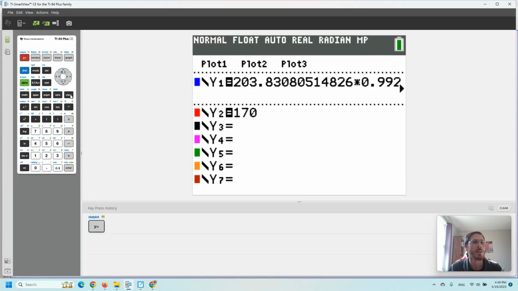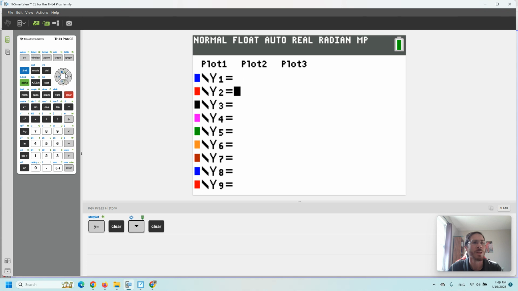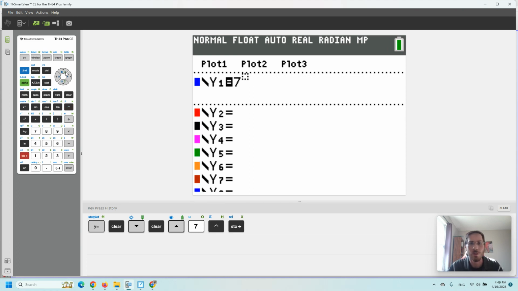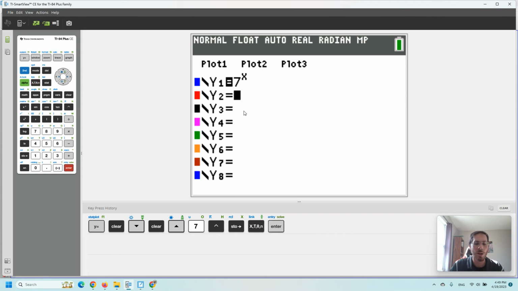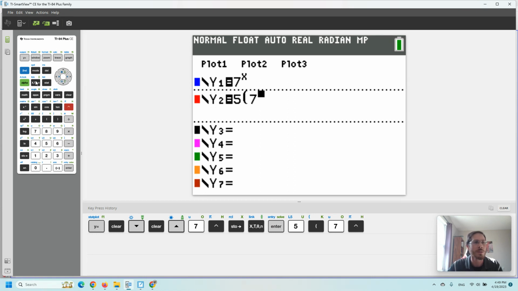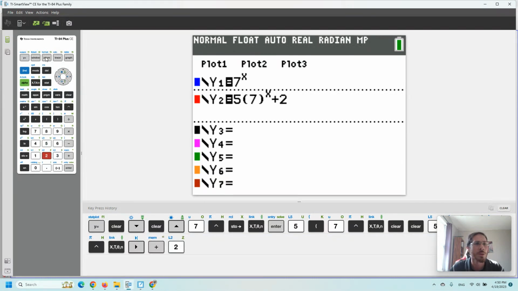Let's get rid of these ones. All right, so we've got 7 to the power of x. And then for our y2, we have our shift, so 5 parentheses 7 in parentheses to the power of x, and then plus 2. So if we graph this, I hit zoom 6.